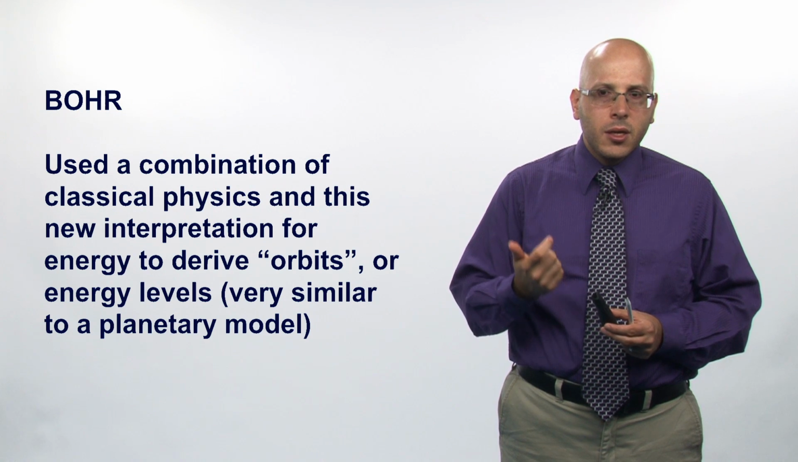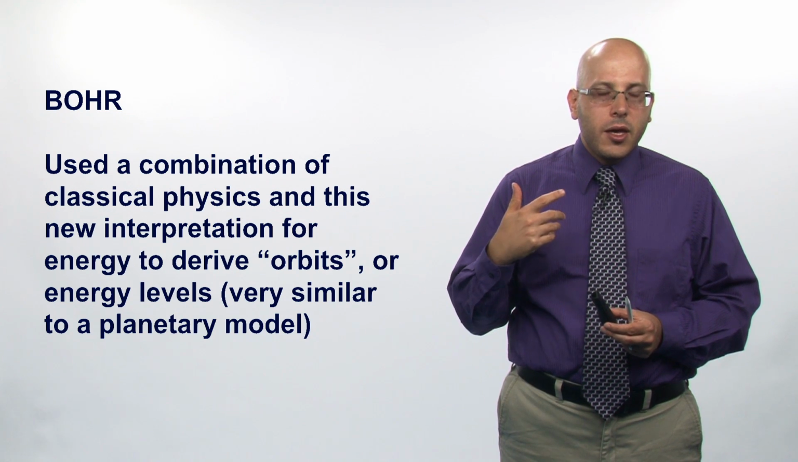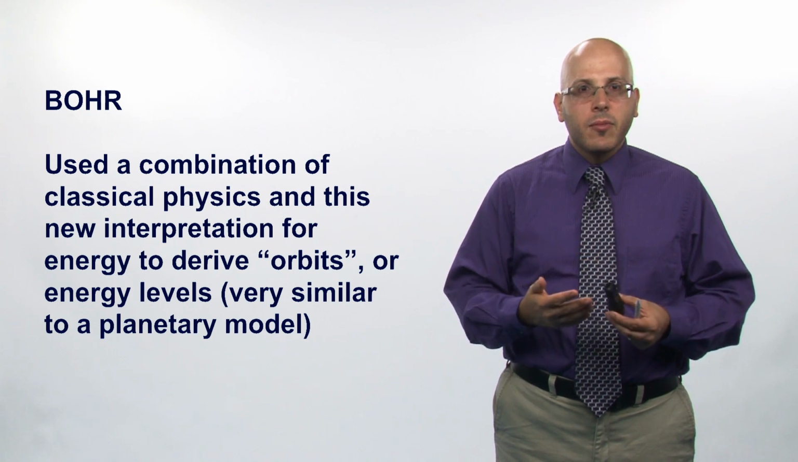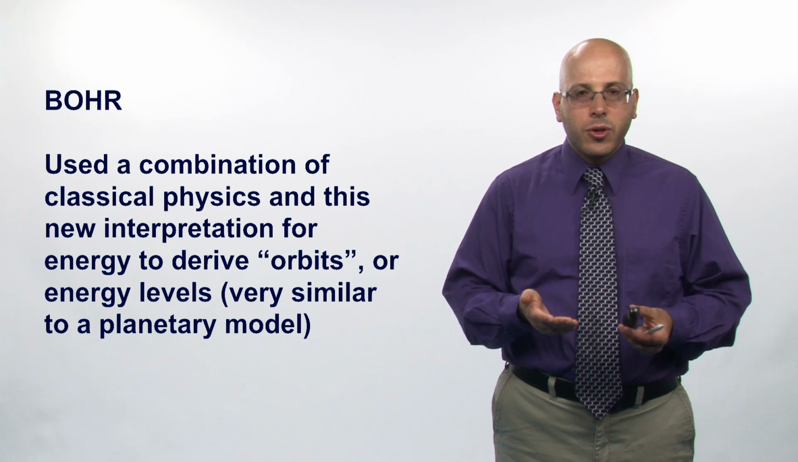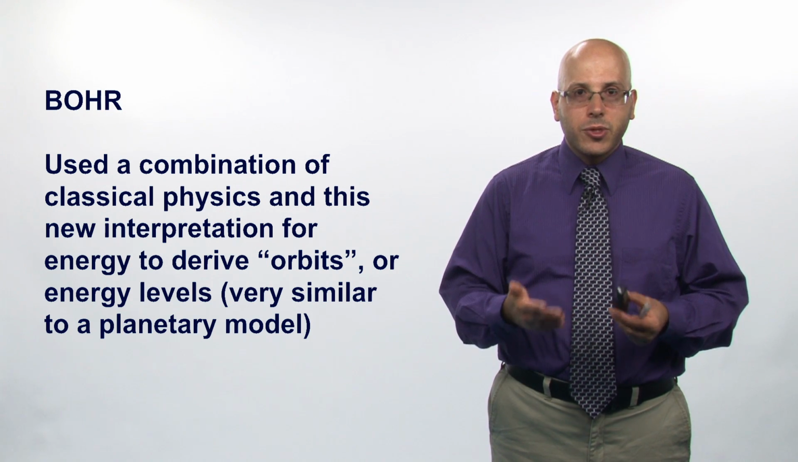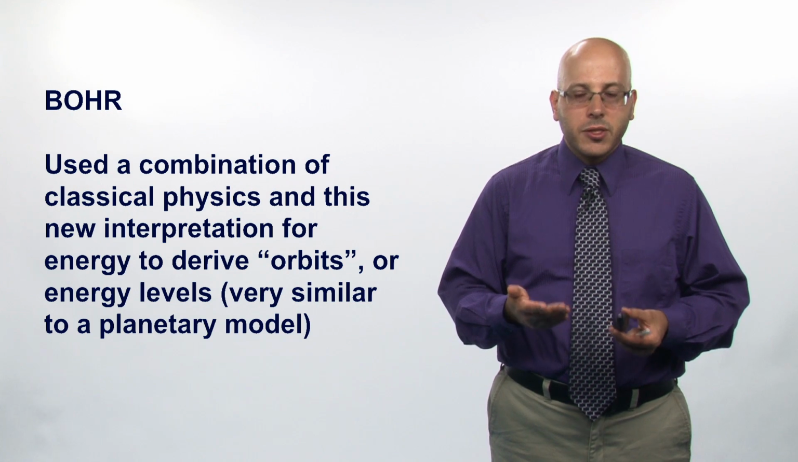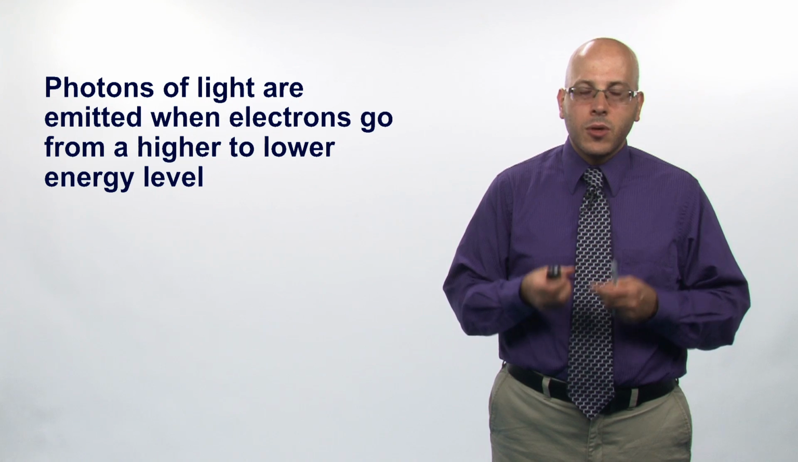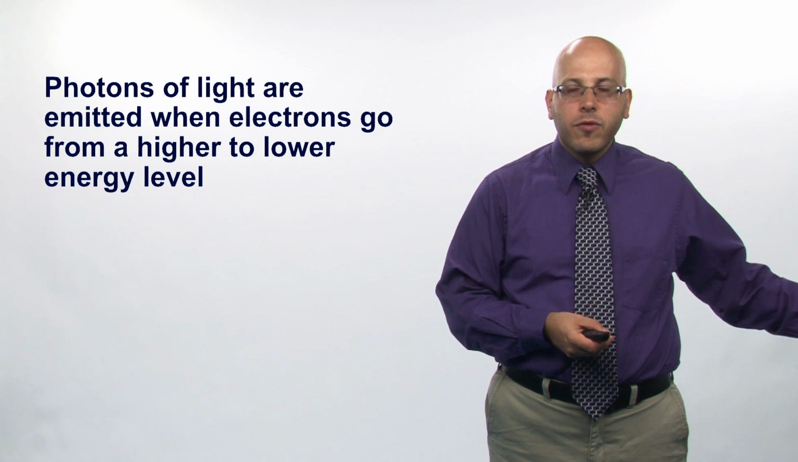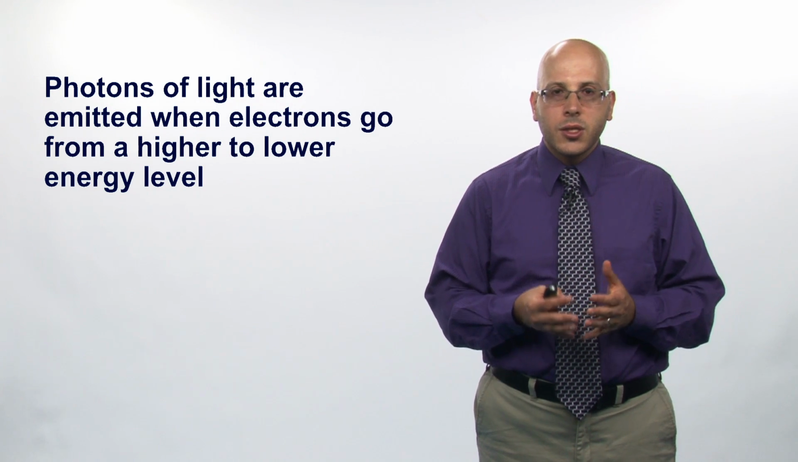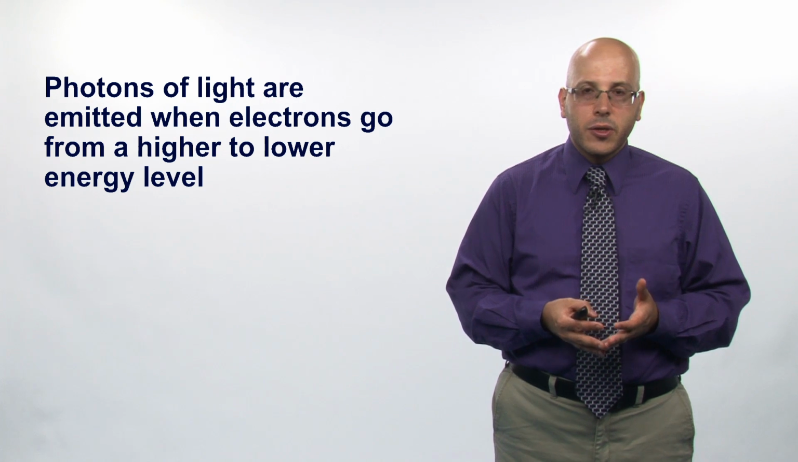People liked his ideas because it made sense, or at least it reminded them of some other experiments or models that were done earlier by other people to describe things like planets and orbits. So here's Bohr's explanation for what's going on in these atoms that have these electrons that are in these energy levels.